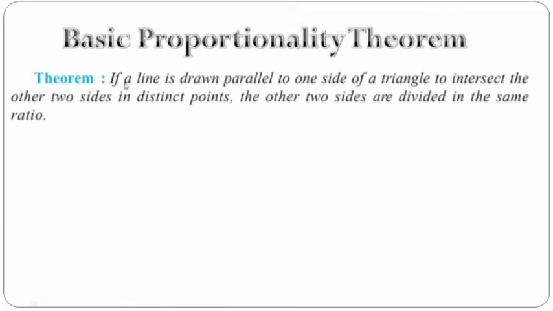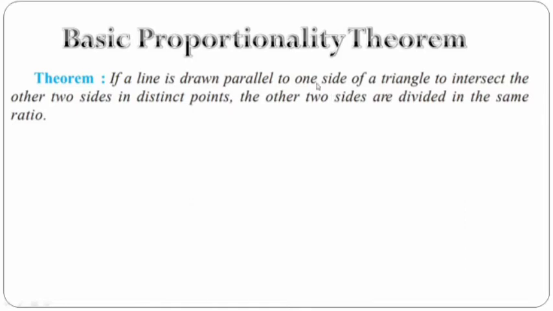It says if a line is drawn parallel to one side of a triangle, there are three sides in a triangle. Out of any three sides, choose any one of the sides from those three and draw a line parallel to that, so that the parallel line intersects the other two sides in distinct points. Then the other two sides are divided in the same ratio.